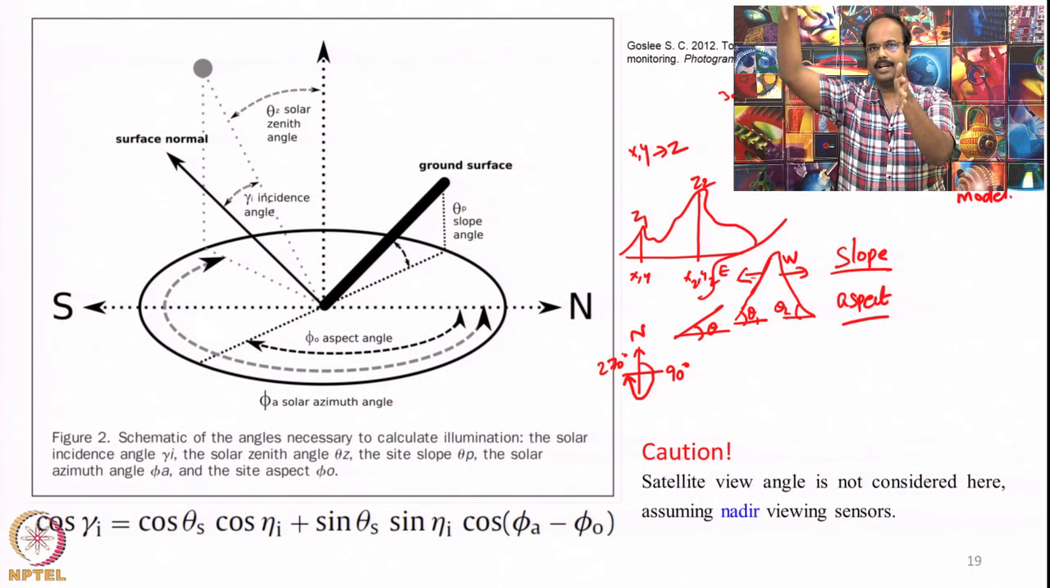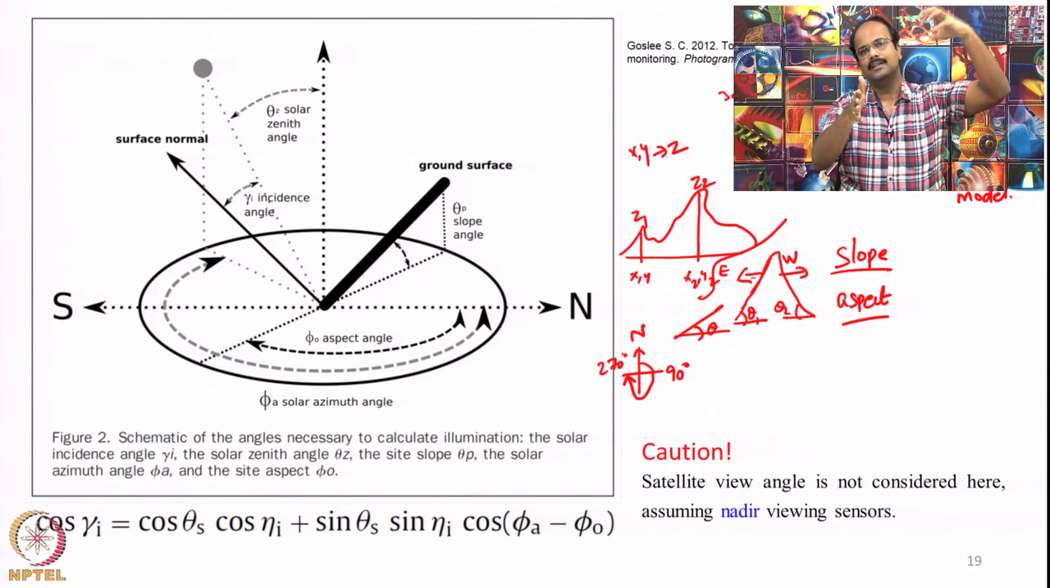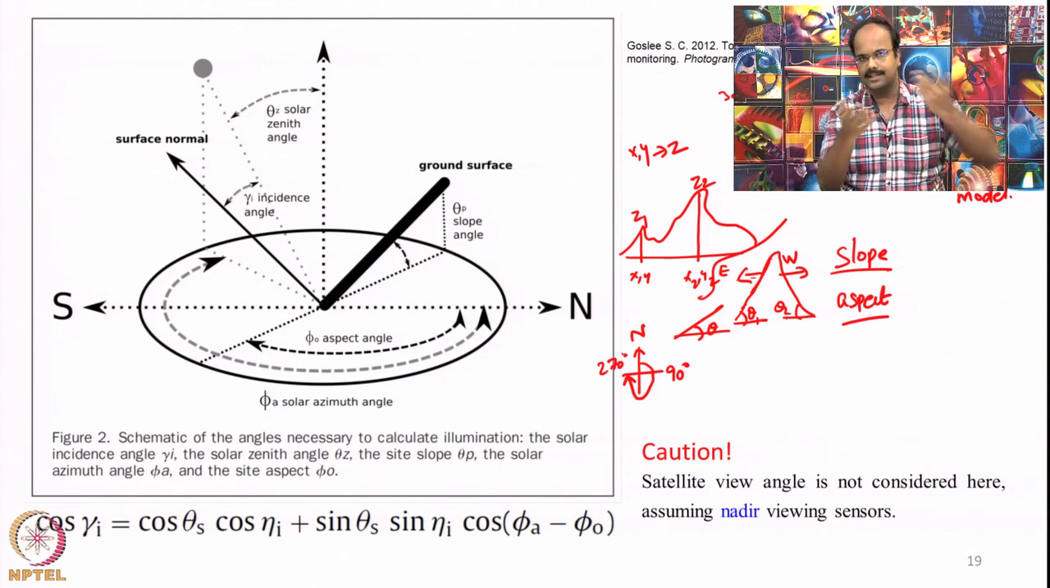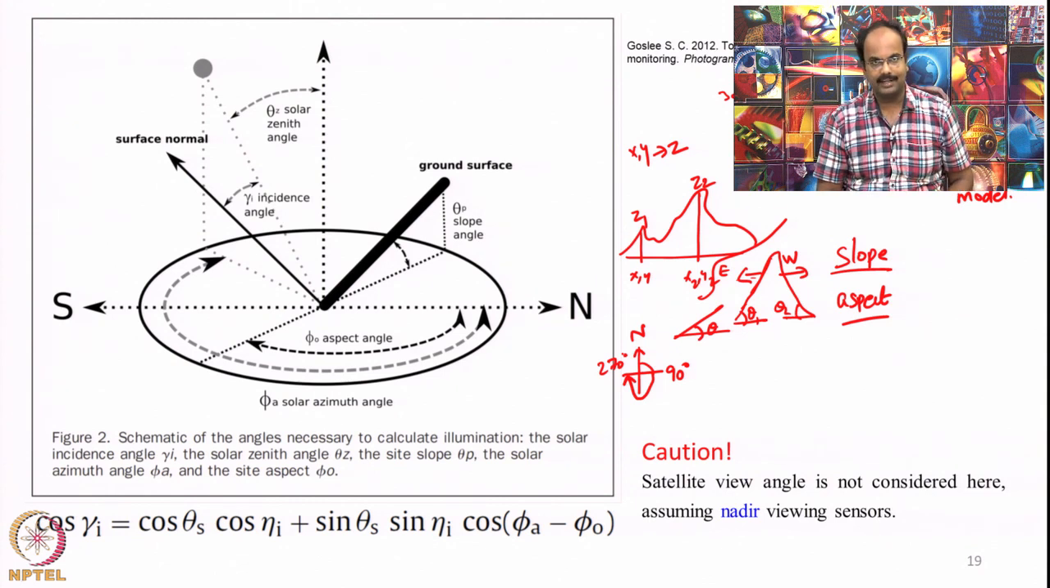Say this is north, pointing in the front and back towards the screen. If the sun is oriented here, the azimuth angle from north is like 90 degrees, whereas if the sun is here, the azimuth is 270 degrees, and so on. So, the azimuth is the direction of the sun from north, a horizontal angle, and similarly the aspect. If we know the solar zenith angle, solar azimuth angle, the slope of the terrain and the aspect of the terrain, we will be able to do some calculations of topographic correction.